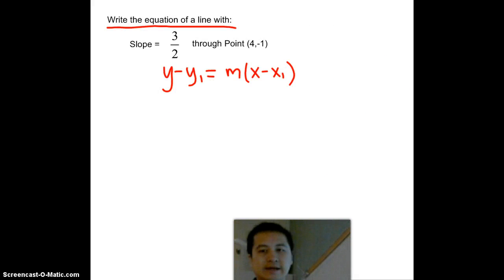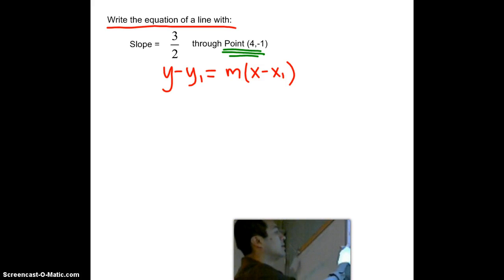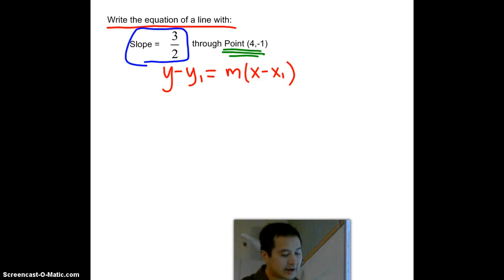Do I have a point here? Yes, here's my point. Do I have a slope here? Yes, here's my slope. Therefore, I could use this equation. Let's label my points. In a point, we have an x, and we have a y.